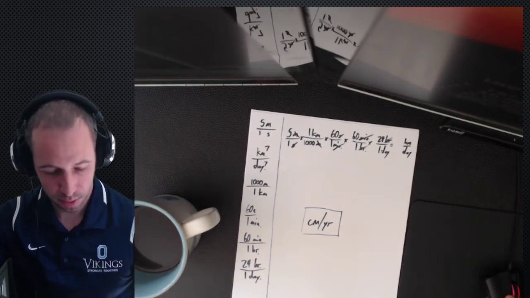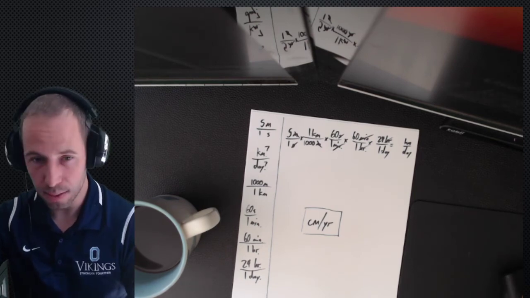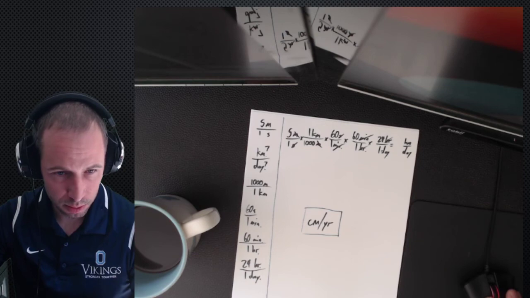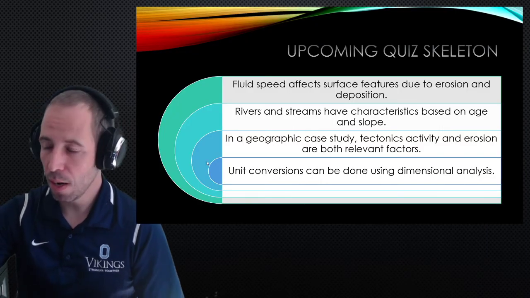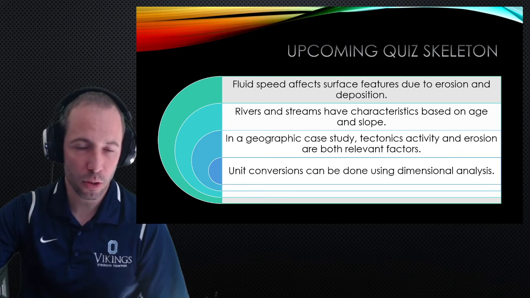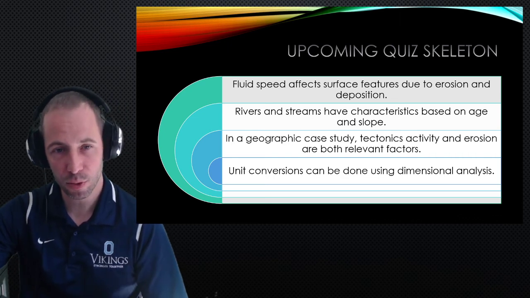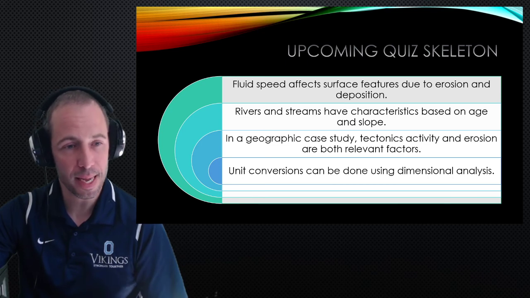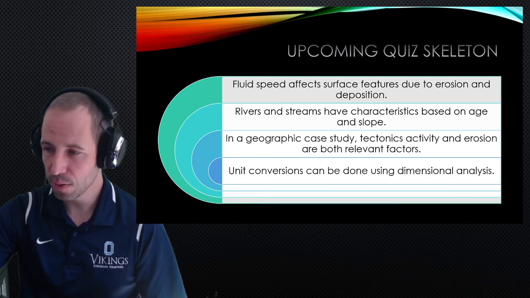Let's just recap our goals here. Our goals were to understand that the speed of a fluid affects the type of erosion that will happen, including how it picks up and deposits sediment. This changes the effect of streams, and you can tell the age of something basically and the steepness. And that we're also doing unit conversions.